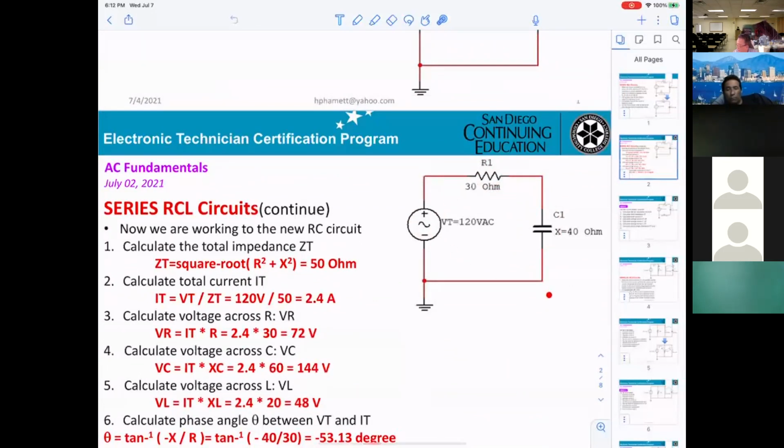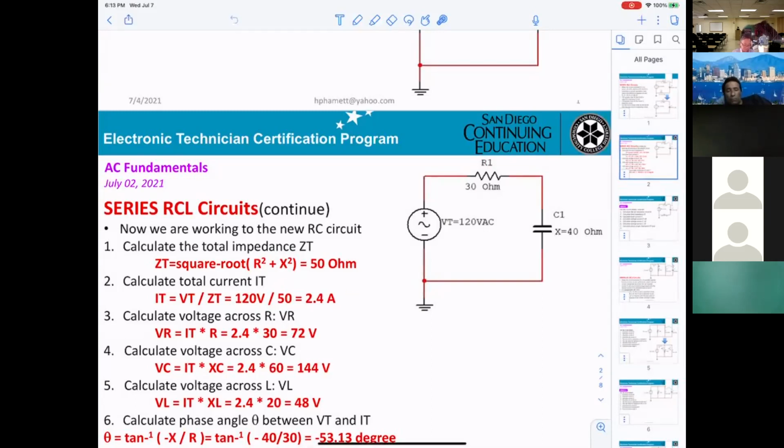If you calculate the total impedance, then it's the square root of R squared plus X squared. That means R is 30, X is 40, and the total will be 50 ohm. And after you get the total 50 ohm, you are able to calculate the total current, VT divided by ZT. That's 120 divided by 50, you get 2.4 amp.